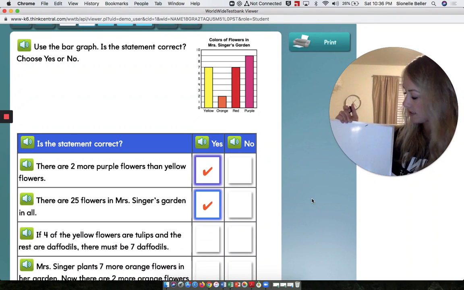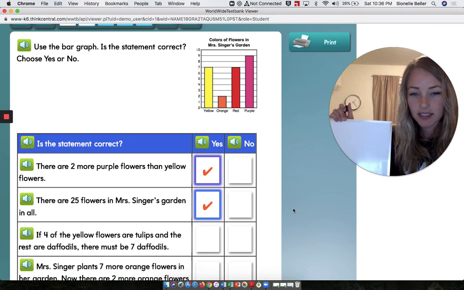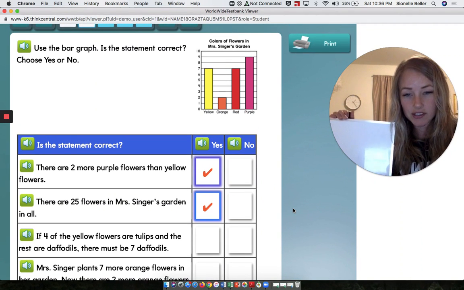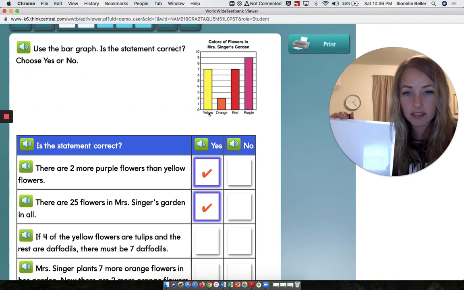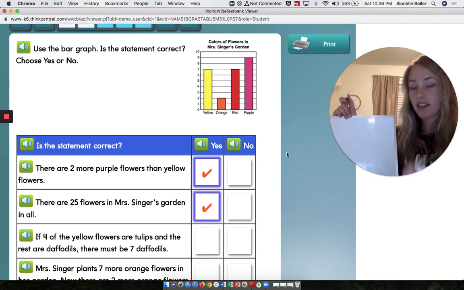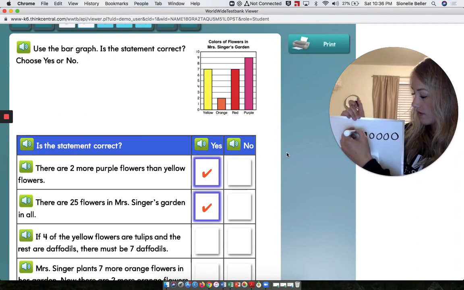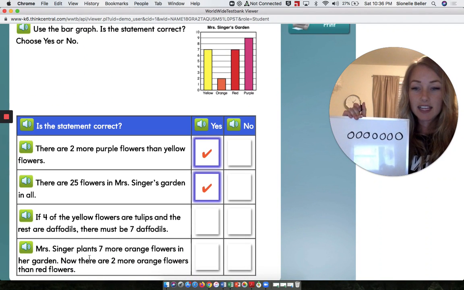Okay, next one says, if 4 of the yellow flowers are tulips and the rest are daffodils, there must be 7 daffodils. Well, let's see. It says if 4 of the yellow flowers, so we're only talking about yellow flowers. And how many yellow flowers are there? 7. So let's draw 7 yellow flowers. 1, 2, 3, 4, 5, 6, 7. Okay, there's 7 yellow flowers. It's saying if 4 of them are tulips and the rest are daffodils, there must be 7 daffodils.